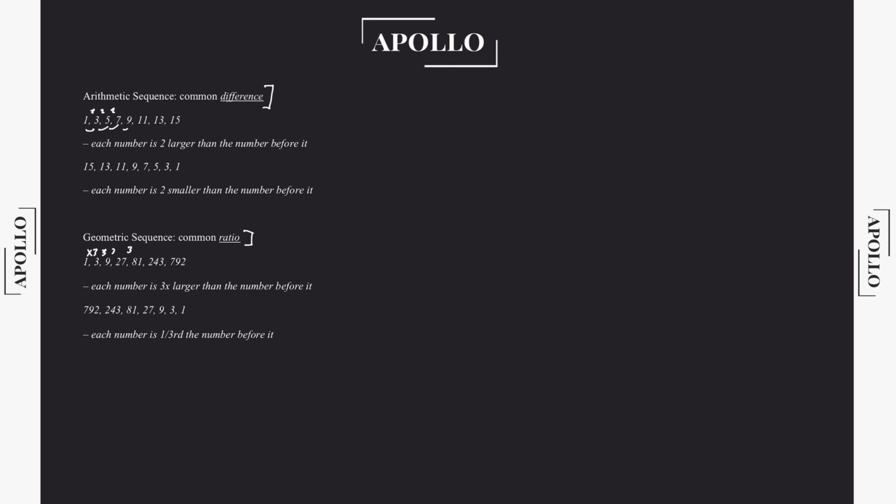But it can also be division, right? So if you took 792 right here and you divided by 3, you would get 243. And then if you divided 243 by 3, you would get 81, and onward. So an arithmetic sequence is going to be addition and subtraction, and a geometric sequence is going to be multiplication and division.